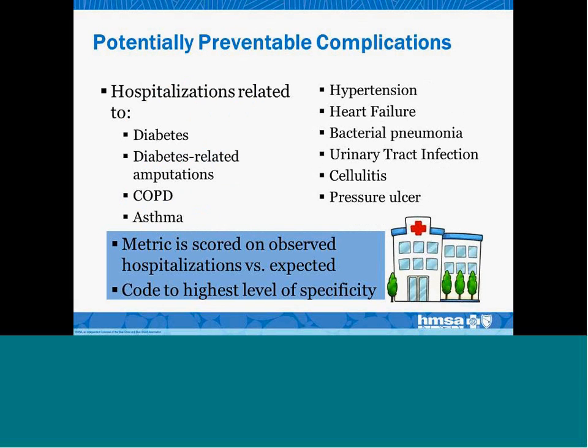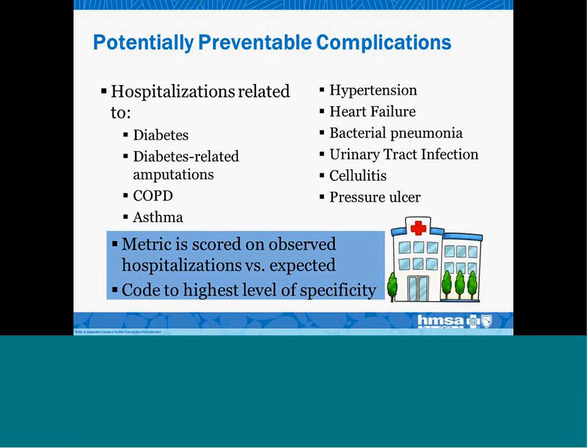The second measure that I'd like to talk about is a fairly new one. This one may also be unfamiliar to you. So this is the measure of potentially preventable complications. So this is hospitalizations that are related to several chronic conditions, which you can see listed on your screen, as well as some acute conditions, which are listed on your screen.